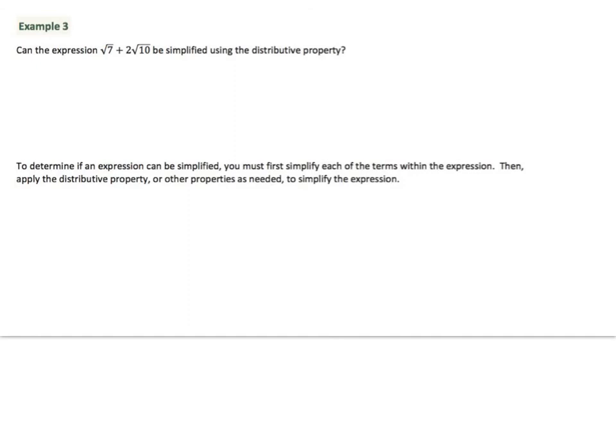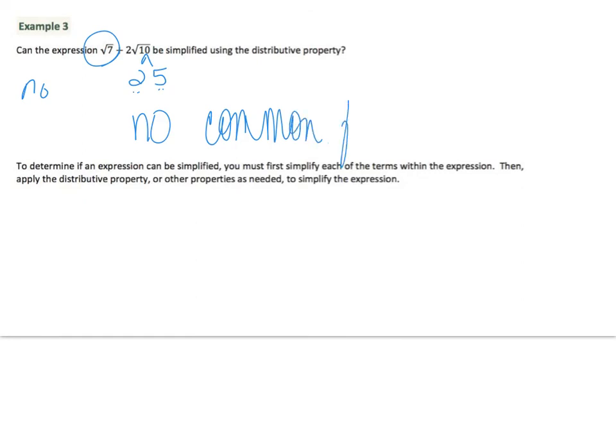Okay, example 3. The expressions in this example have been taken from the list of the ones that you just did. So if you circled them or if you did not, this is where we're explaining why. On this first one, can the expression square root of 7 plus 2 square roots of 10 be simplified using the distributive property? No. I can't break this one down any further. And 10 is 2 times 5, but neither one of those is a perfect square to get out from underneath the radical. So I'm not going to have a common factor with either of these terms.